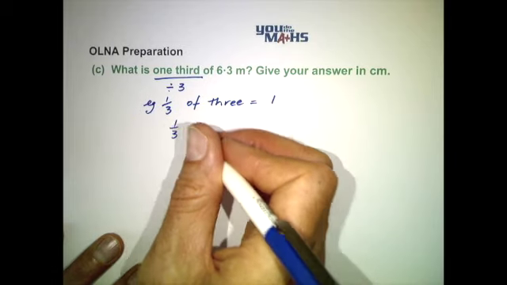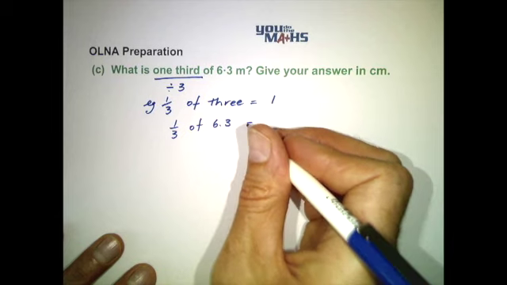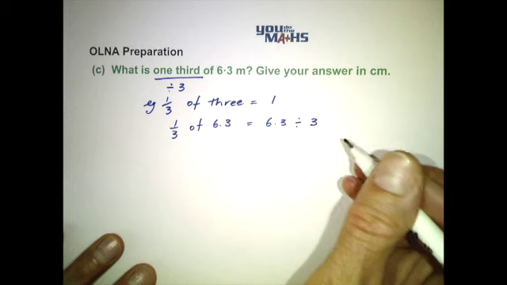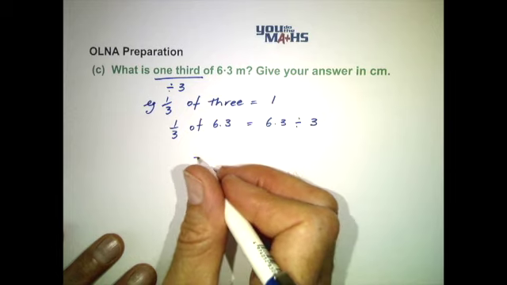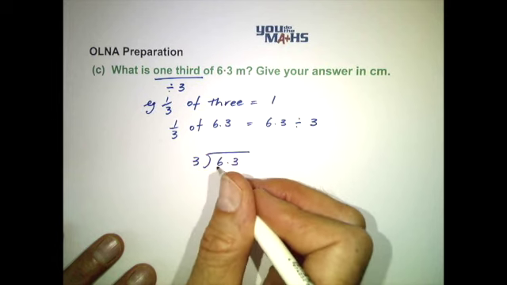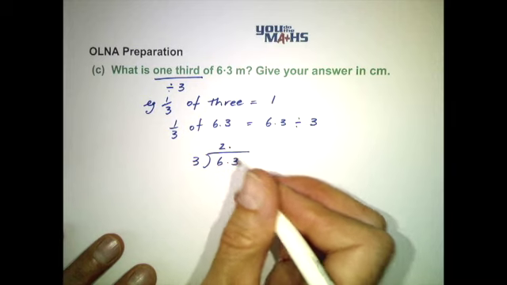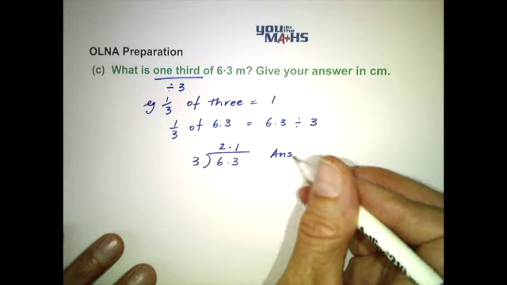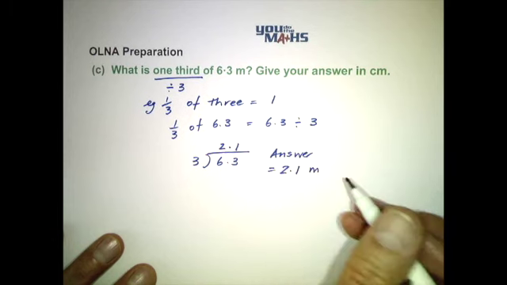So to work out 1/3 of 6.3, the simple way to do it is to divide 6.3 by 3, again breaking it up into 3 parts. And we'll show that with a division problem. So 3 going into 6.3. We know that 3 goes into 6 twice, no remainder. We've got a decimal point there. And 3 goes into 3 once. So 1/3 of 6.3 metres is equal to 2.1 metres.